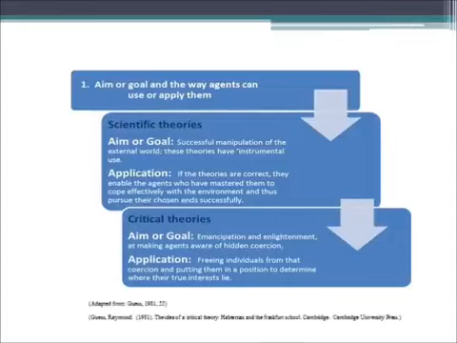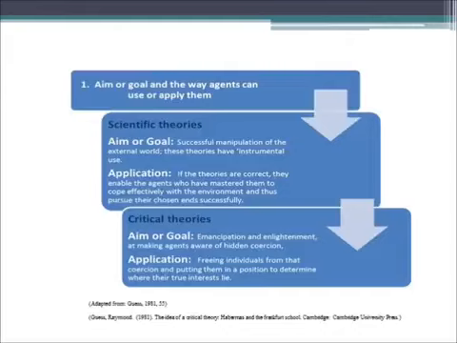In the figure, we can see how members of the Frankfurt School themselves distinguish critical theory from scientific theories: the aim or goal and the way agents can use to apply them.